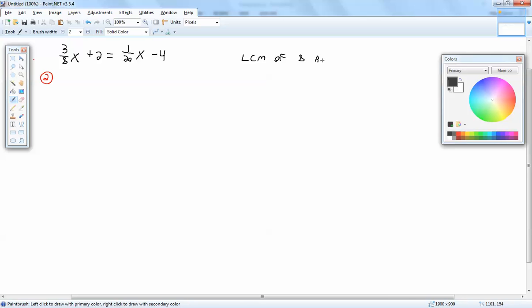If we want to find the LCM of 8 and 20, our first step is to write the prime factorization of each number down. 8 is 3 2's, and 20 is 2 times 2 times 5. Now our second step in finding the LCM is we take the product of each prime, the greatest number of times it appears on a single line. So the 2 appears 3 times on the first line, 2 times on the second.